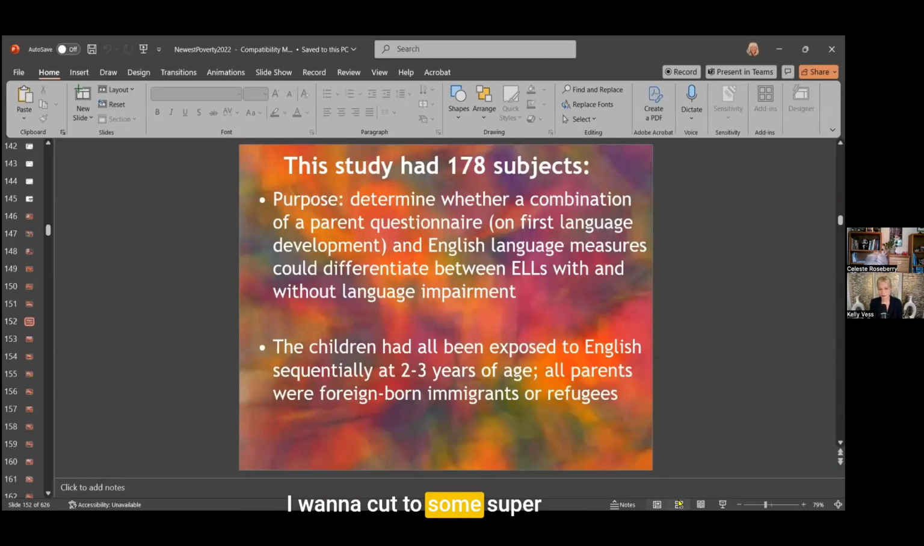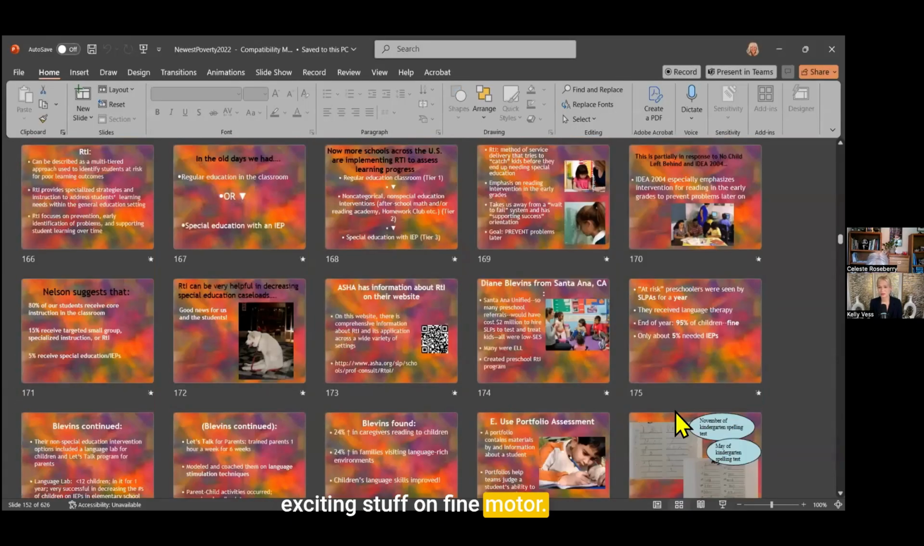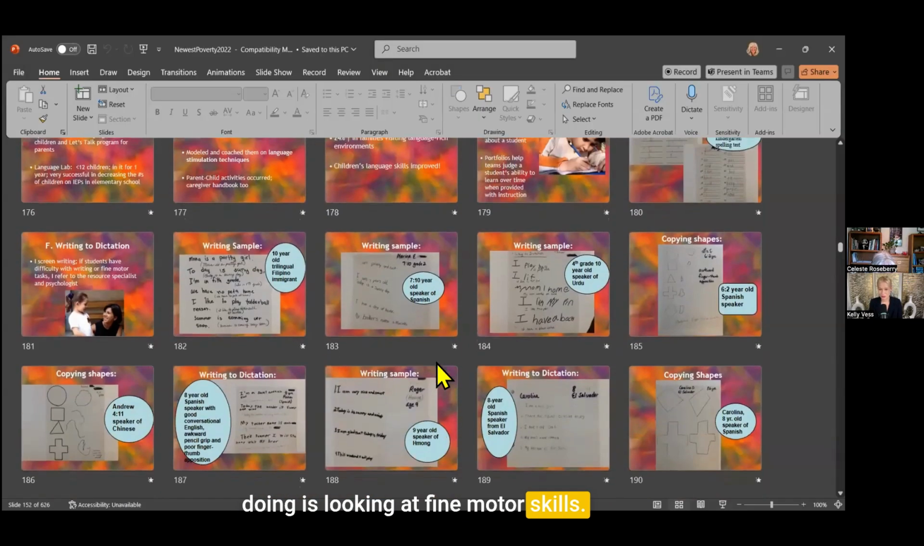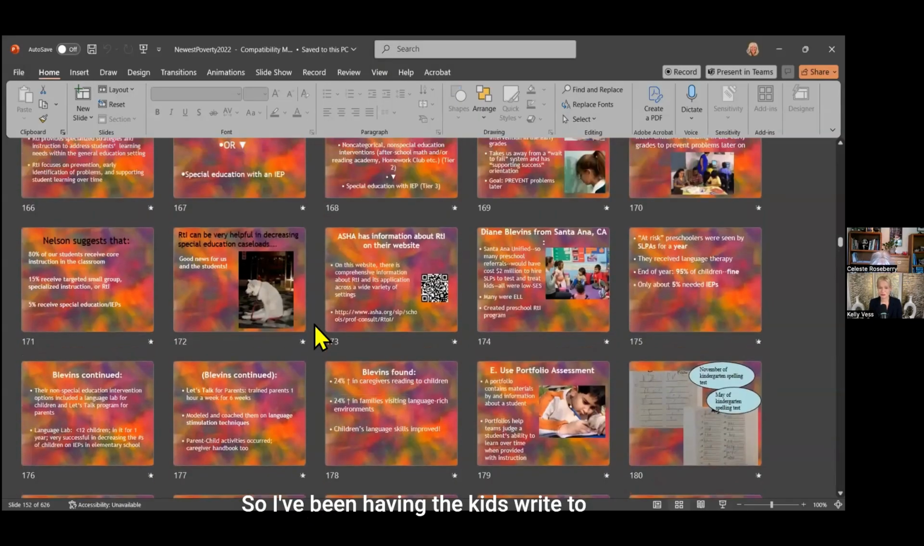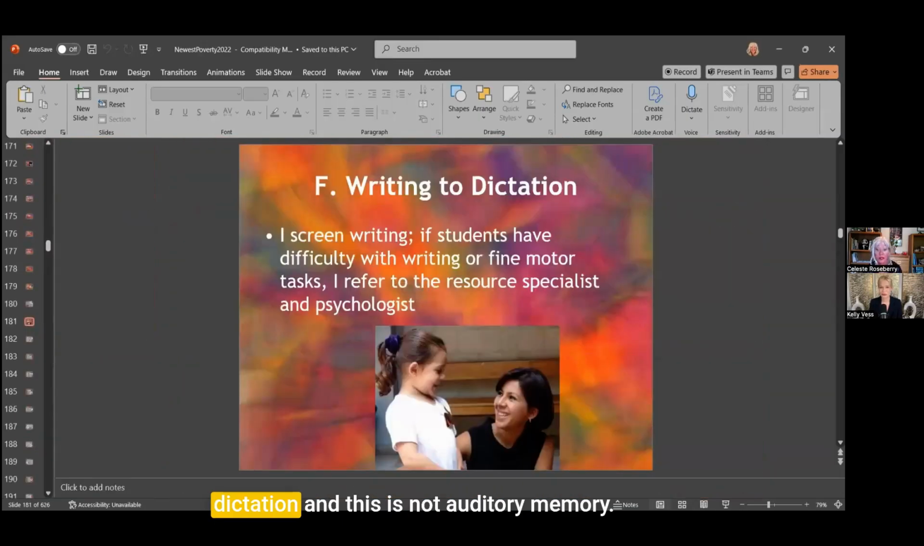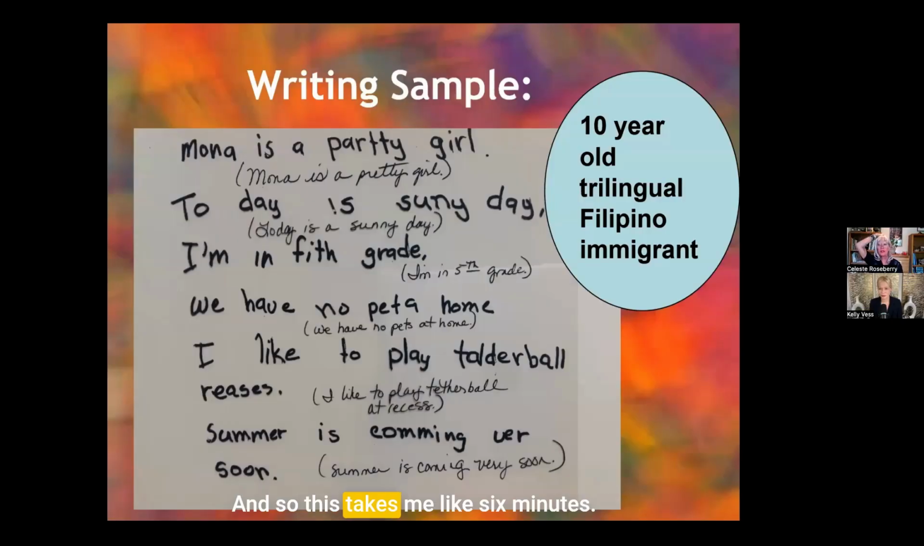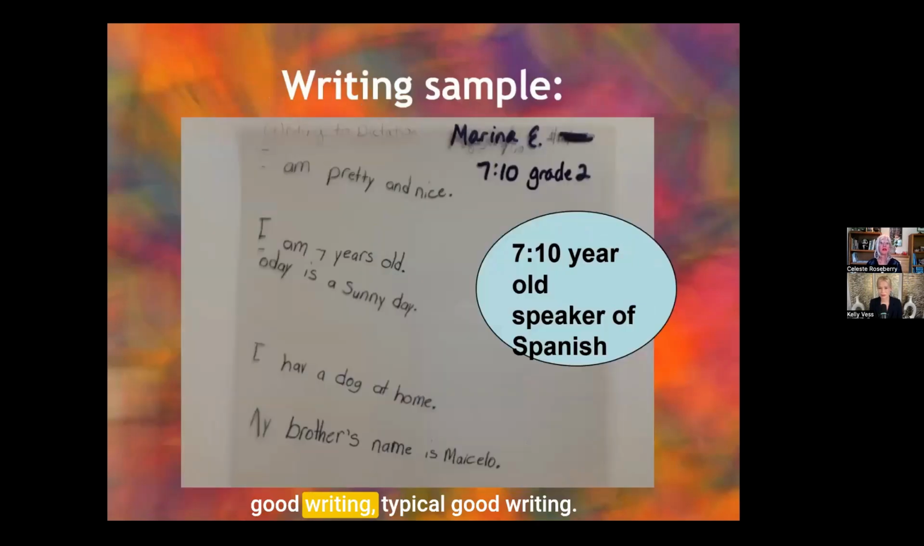I want to cut to some super exciting stuff on fine motor. One of the things that I've been doing is looking at fine motor skills. So I've been having the kids write to dictation. And this is not auditory memory. And so this takes me like 6 minutes, honestly. You can see that this is a fifth grader who's pretty typical, good writing, typical good writing.